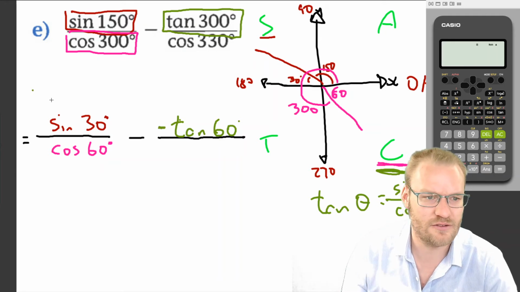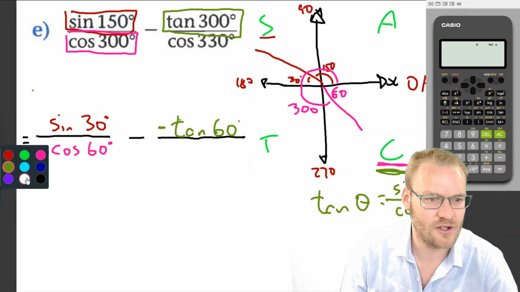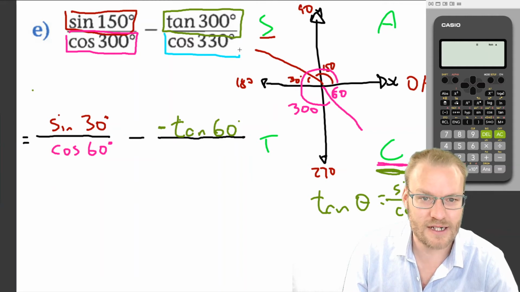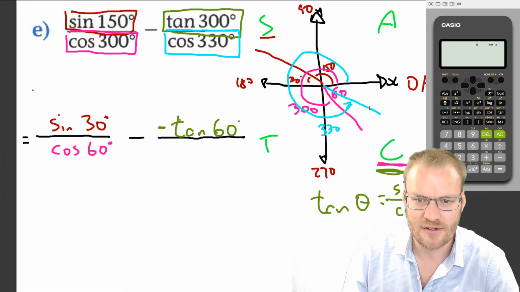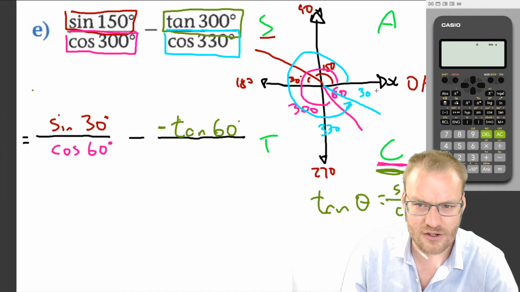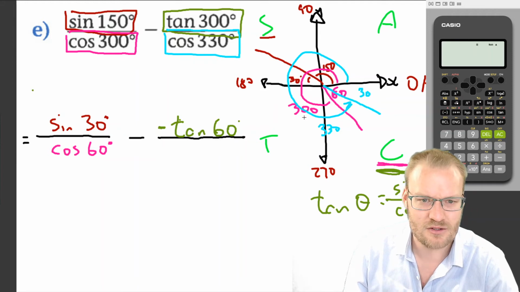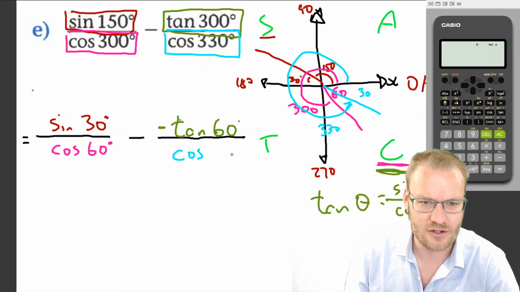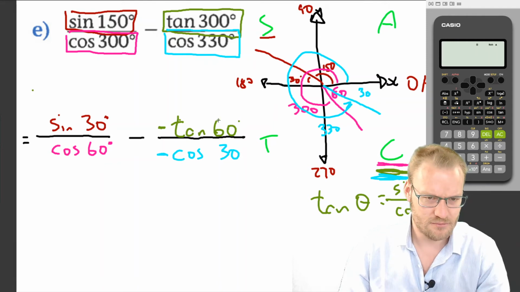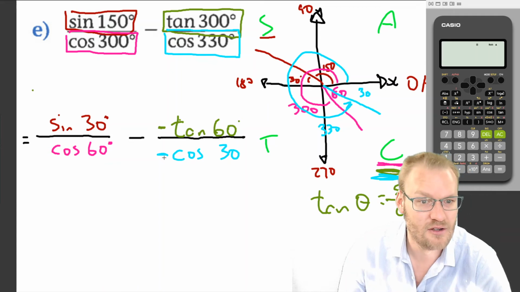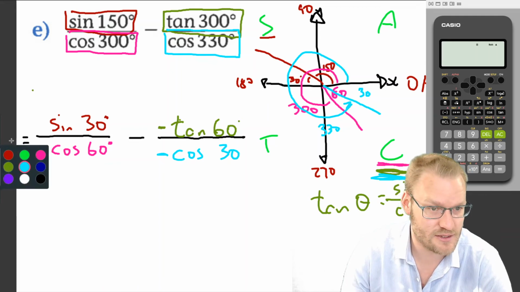Okay, and then cos of 330. Let's go for this light bright blue. 330 is sitting a little bit further, so it's there. So if this angle around here is 330, then it's another 30 degrees to get to 360. So in other words, this is going to be cos of 30, still here, so it must be negative. This negative and this negative going to become positive, and that minus.